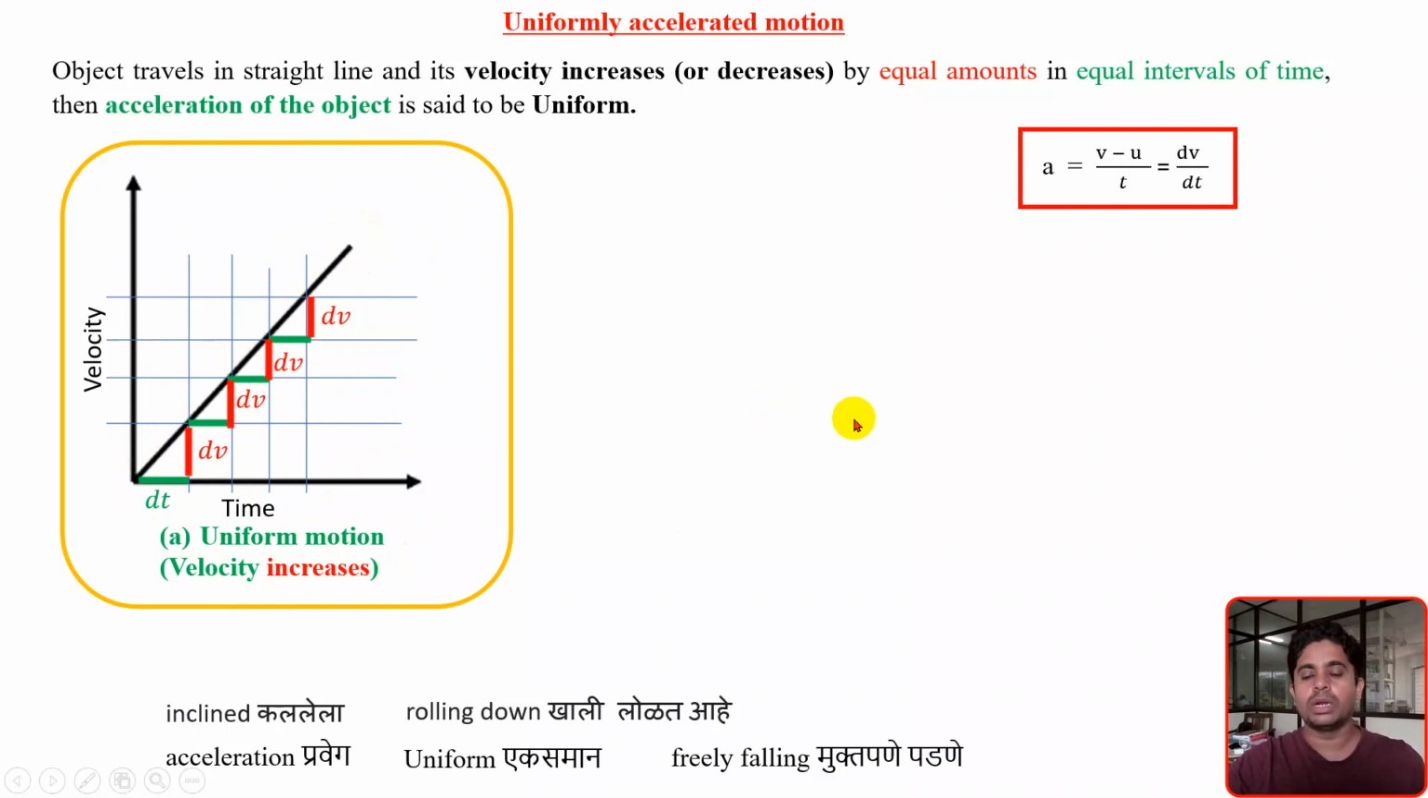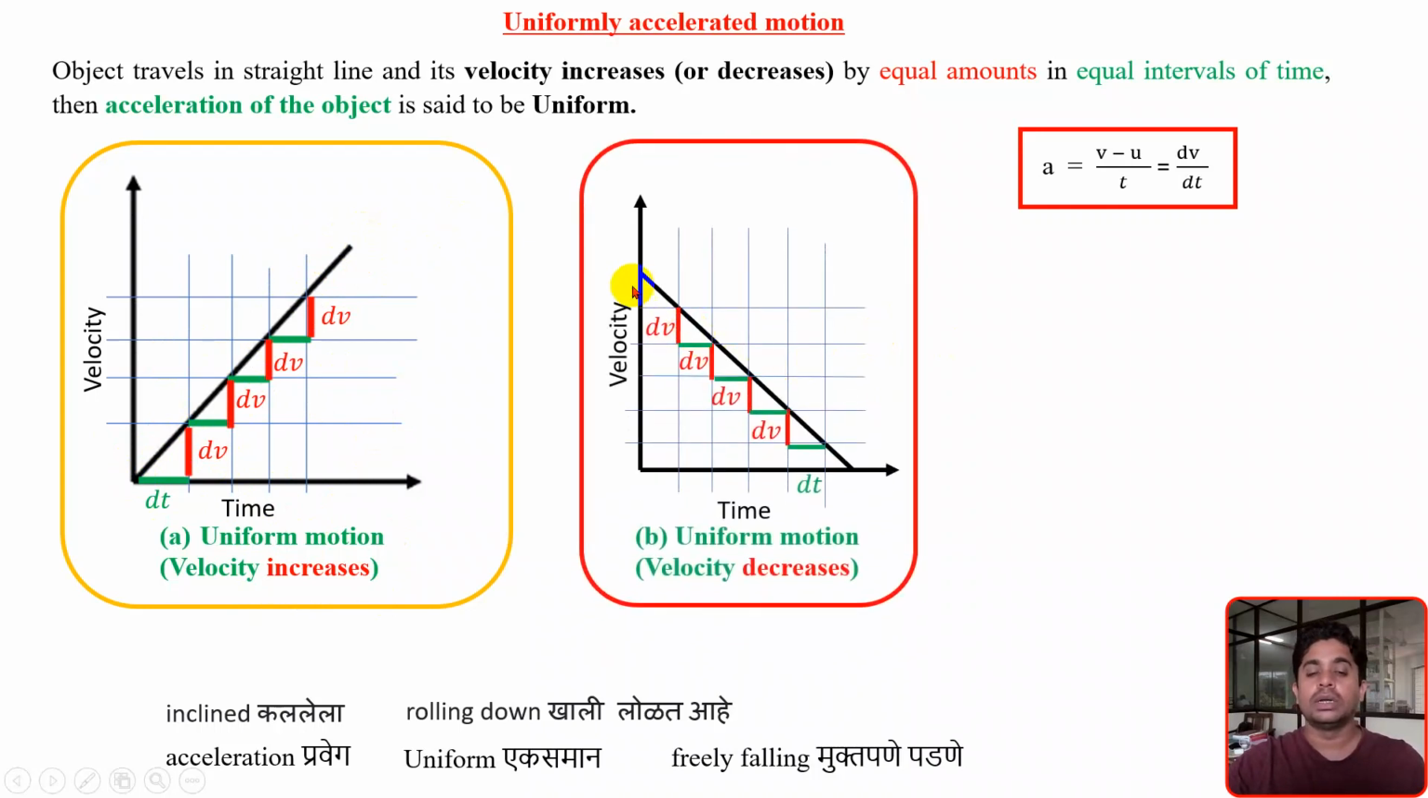Now we will consider one case where the slope of this line is not positive, the slope is negative. What does it mean? Here we have considered the velocity is increasing. Now we will consider velocity is decreasing. Or simply, for this graph, what is the consideration? When time is zero, velocity is zero. Or the initial velocity of the object is zero for this case.